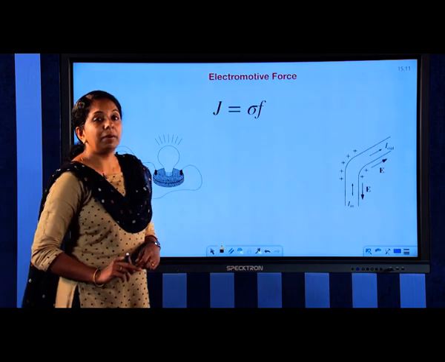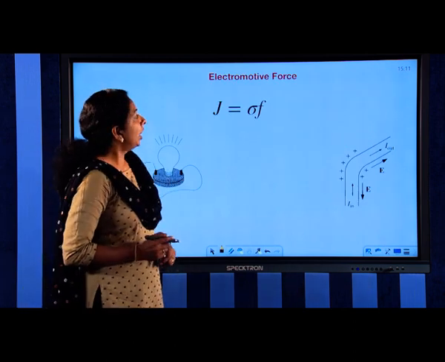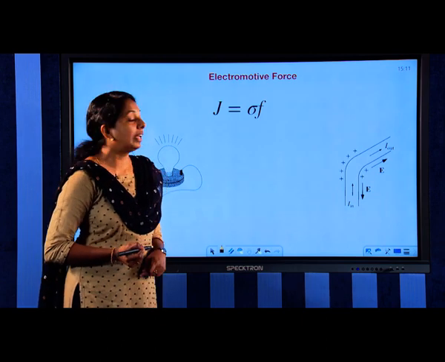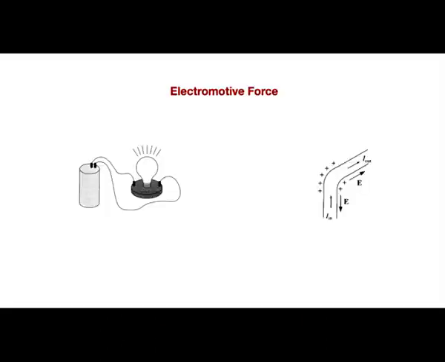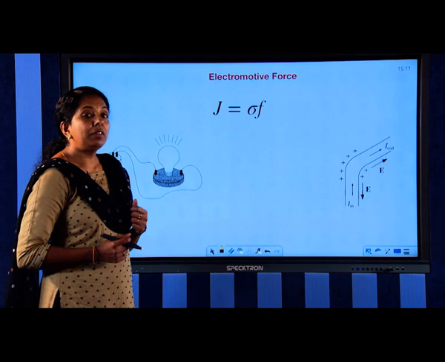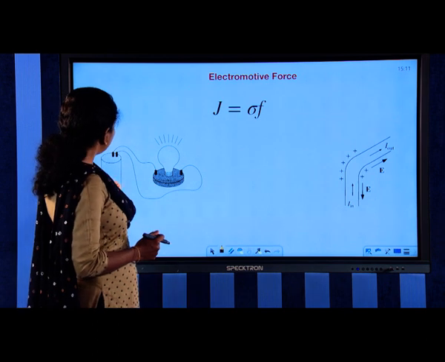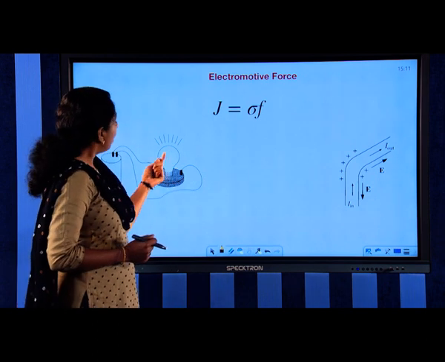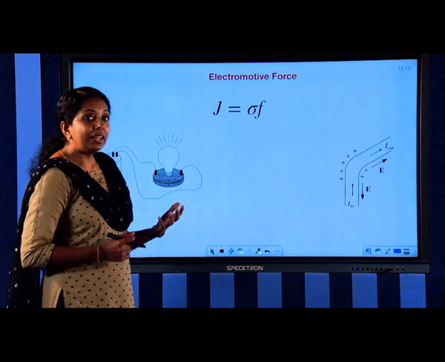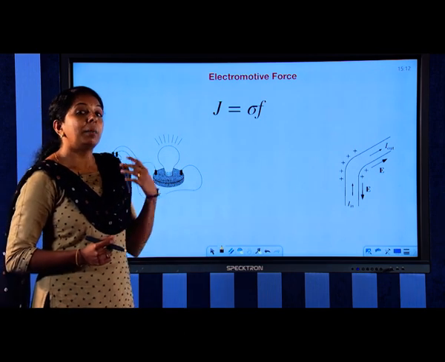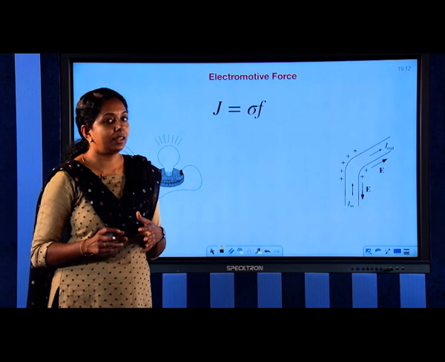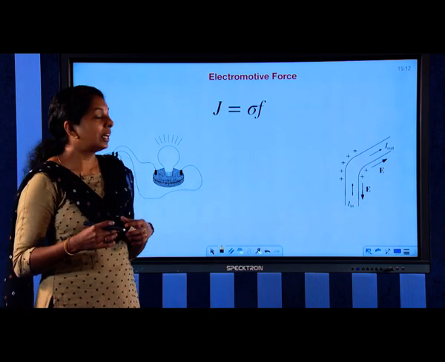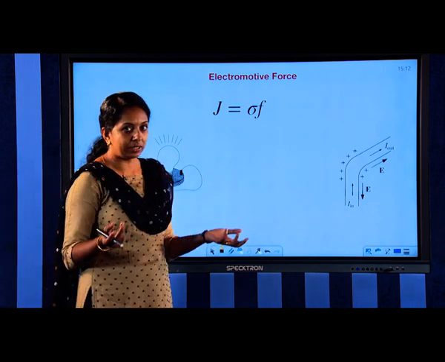Next we can describe electromotive force. In order to describe electromotive force, we consider the circuit shown here. Here a battery is connected to a light, and we can see that all the time the light glows with the same intensity. Naturally we are expecting more effect near the battery and less effect away from the battery. But here we can see that all the time the bulb is glowing with the same intensity.